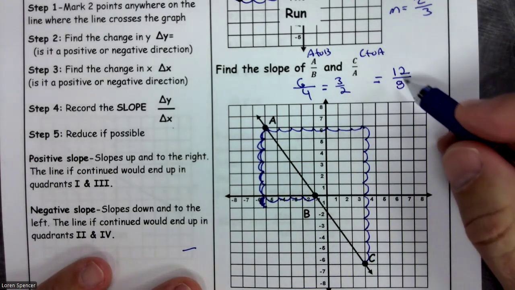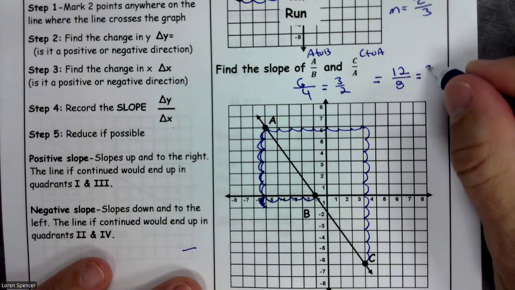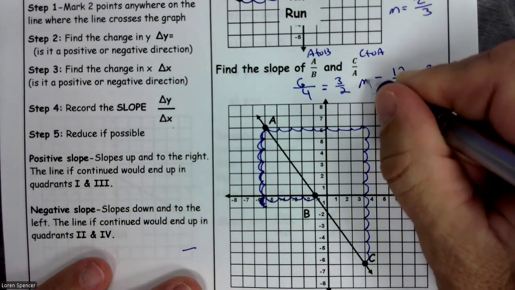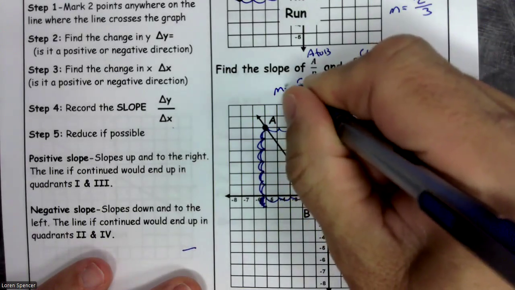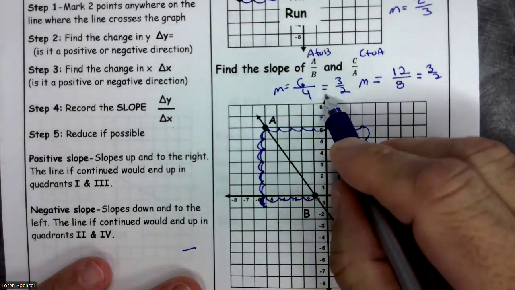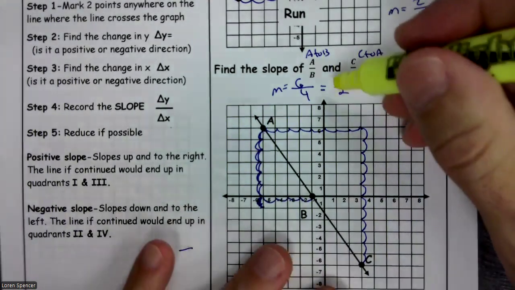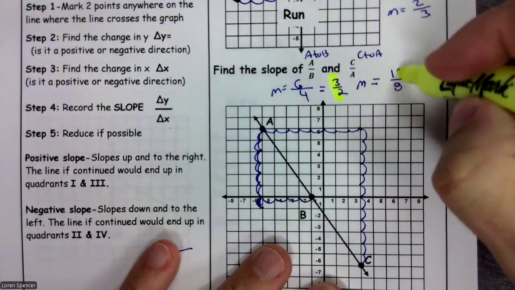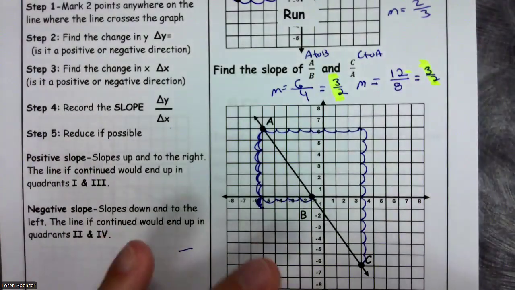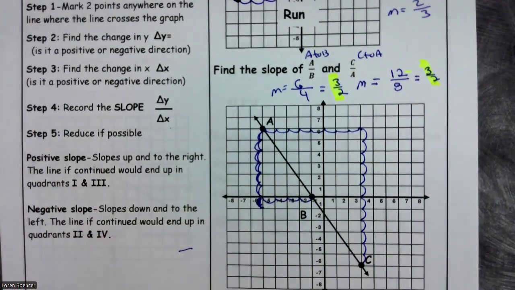Well, I can divide both of those by 4, so they reduce, and I can use Desmos to do that. So either way, when I get that, I get a slope of 3/2. What I wanted to show you is that it doesn't matter which 2 points I choose, as long as I reduce, I'll get the same response. And we can use Desmos or your calculator to do the reducing.